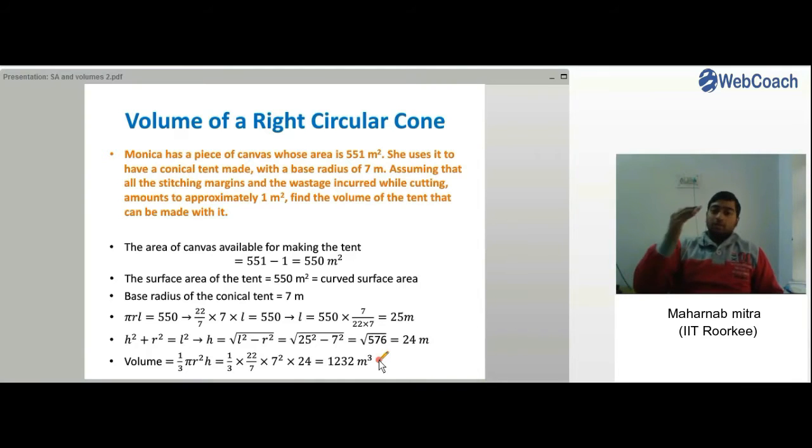Now we know the radius as well as the height, so we can find out the volume of a cone, which is 1/3 into pi r square h, and by putting the respective values we get the final answer in cubic units, which is meter cube. So this is how we can use the formula or the concept for finding the volume of a right circular cone to solve different kinds of questions.